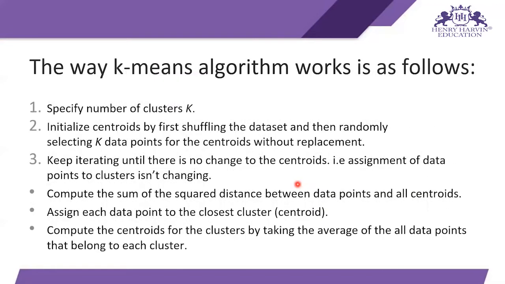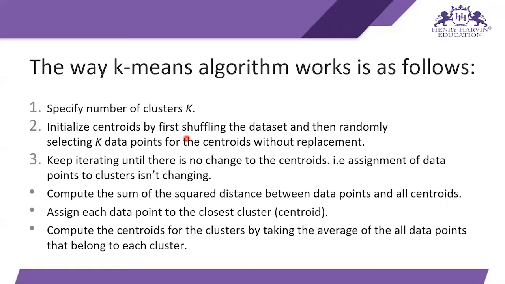Next, the way the K-means algorithm works is as follows. Specify the number of clusters, k. First of all, we have to specify how many clusters we want to make, and we assign a variable k; k equal to 5 means we have to make five clusters.